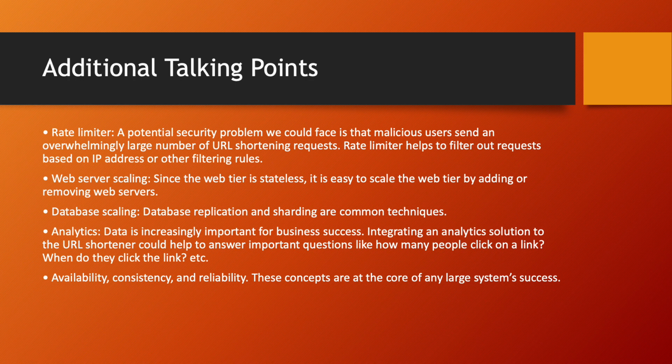There could be additional talking points during the discussion. For example, rate limiter. A potential security problem we could face is that malicious users send an overwhelmingly large number of URL shortening requests. A rate limiter helps to filter out requests based on IP addresses or other filtering rules. Web server scaling: since the web tier is stateless, it is easy to scale the web tier by adding or removing web servers. Database scaling: database replication and sharding are common techniques.